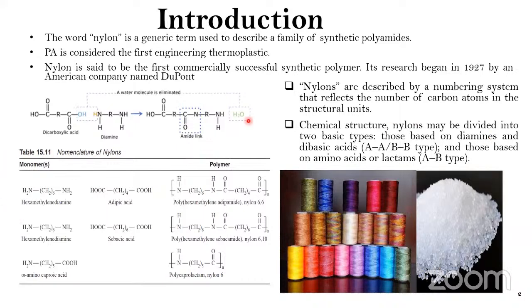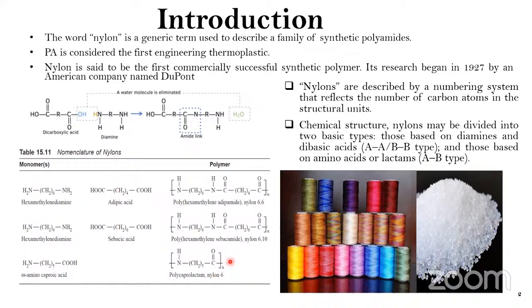Understand? Suppose we take the example of this group, what is this? Aminocaproic acid. See, this does not have diamine or dicarboxylic acid. What it has is NH2 at one end and COOH at the other end. So it will also undergo a condensation reaction, and here it will form polycaprolactam, nylon 6.